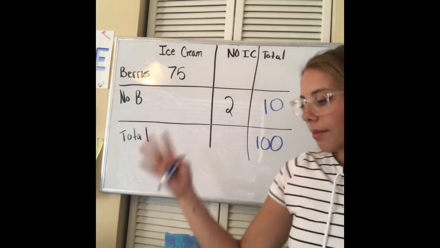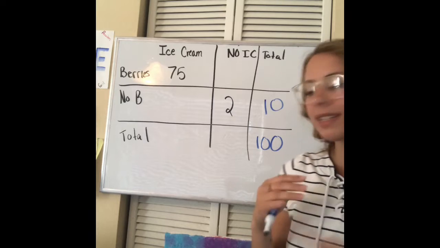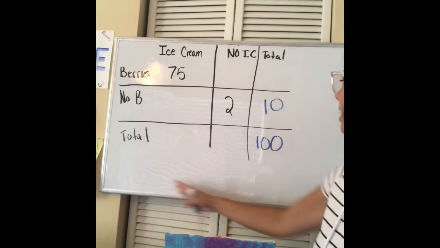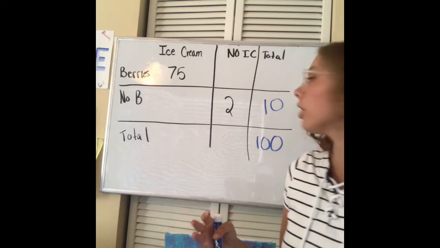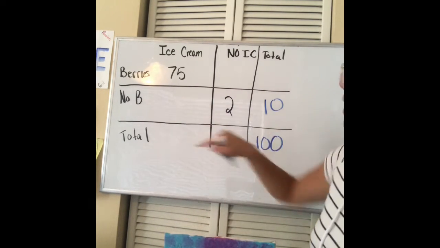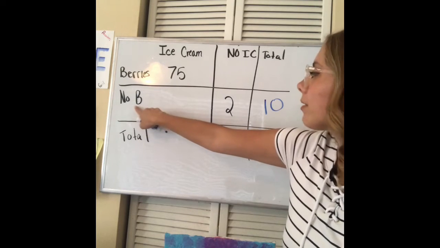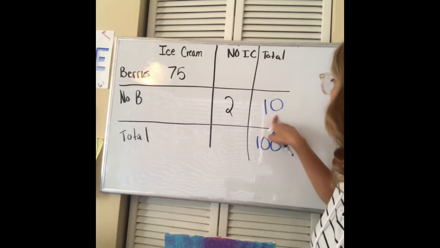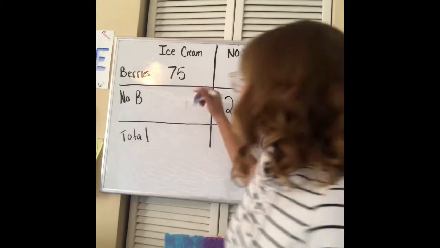So of the 100 people he surveyed, only 10% of them didn't like strawberries. So now I can use this information to fill out the rest of my chart. In order to find the number of people who don't like strawberries but do like ice cream, I'm going to subtract 10 minus 2 is 8.